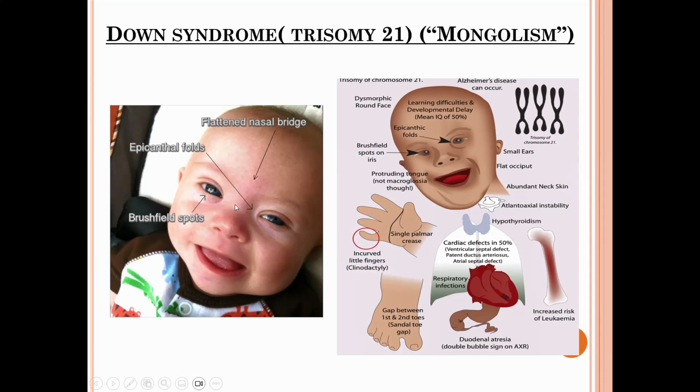You can see here there is an apical fold, there are Brushfield spots in the eye, there will be a flattened nasal bridge. In the heart there will be VSD, there will be PDA, there will be ASD, there will be respiratory infections, there will be increased risk of leukemia, there will be duodenal atresia, and because of that on X-ray you will see the double bubble sign. And the gap between the first and second toes will be more, so sandal toe deformity or gap. So these are the features of Down syndrome or trisomy 21 or Mongolism.